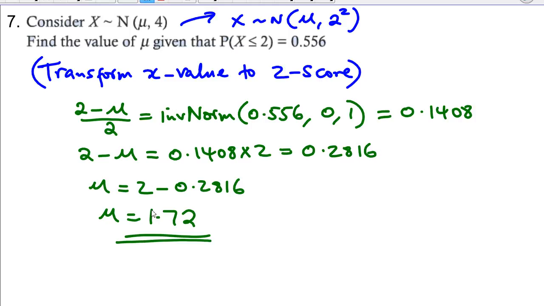Remember, the first thing is transform X value to z-score, and then the values that you're dealing with here are values on the standard normal curve. So you're dealing with z-scores now. No longer are you working with x values. It's z-scores once after transforming to z-score. And then what you need to do is just make the mean the subject of the formula to get what you want.